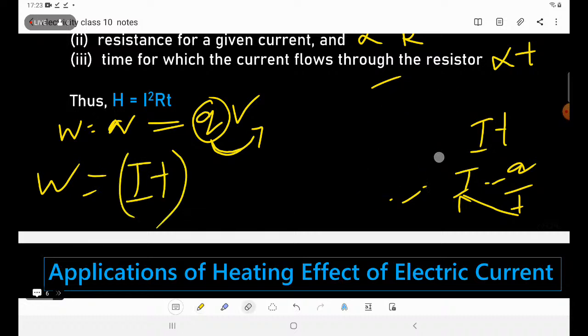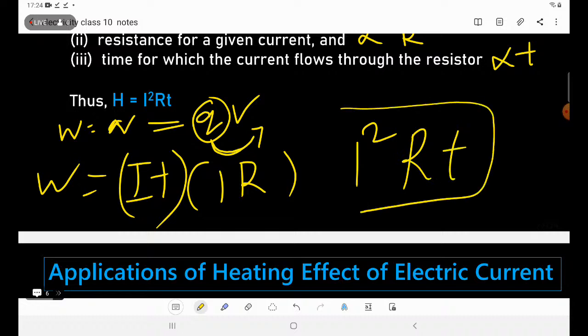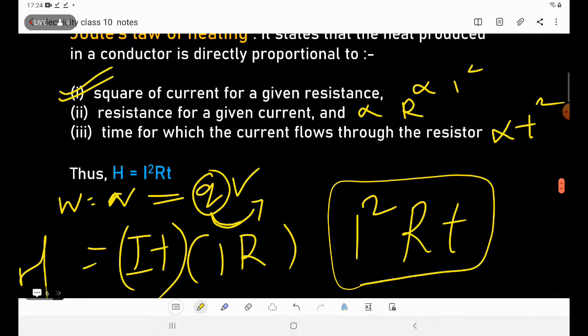V, I can write as I into R, by Ohm's law. So I into I becomes I square, so I square R T. You got it? So the work done here is nothing but the heat dissipated. When work is done, energy is given out in the form of heat. So W is nothing but H here. So H is equal to I square R T: square of current, resistance and the time.